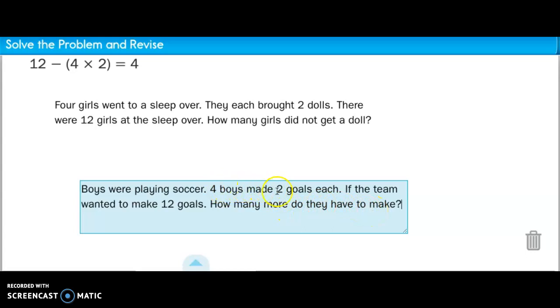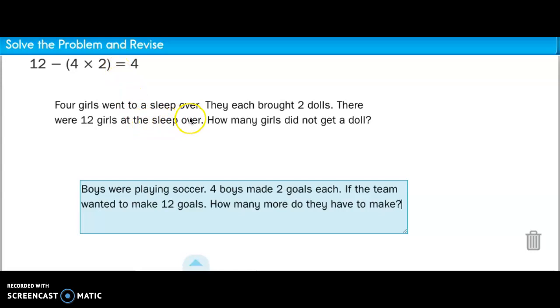So if each boy made 2 goals, that would be 8. And then they wanted to make 12. So how many more do they have to make to get their goal, to reach what they wanted to do? So these are 2 different stories that match this number sentence.